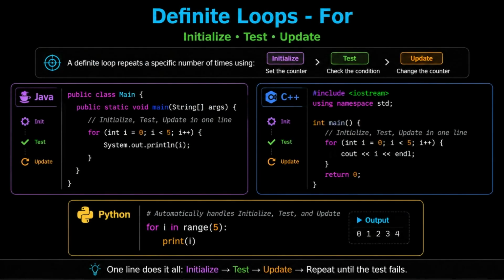A for loop is the more natural fit for definite iteration, since it packs initialize, test, and update into a single line of its header, for (int i = 0; i < 5; i++) in Java and C++, or Python's for i in range(5), which handles all three steps automatically behind the scenes. Same logic as the while version, just far more compact.